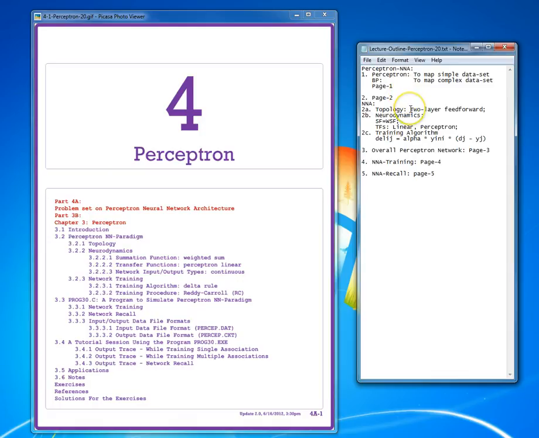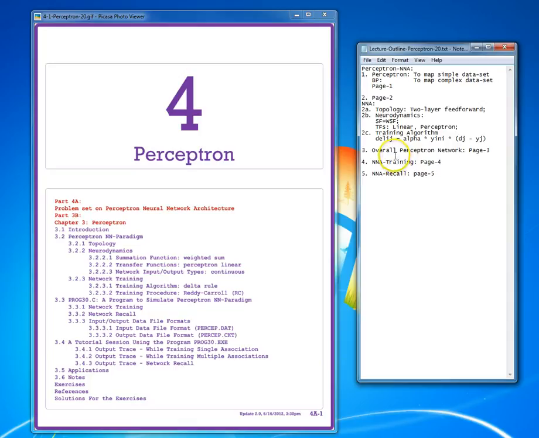What we're going to look into in this topic is, first, that any given neural network architecture will have three basic elements. It would have a specific type of topology, a specific type of neurodynamics, and also its own type of training algorithm. We're going to look into each one of them one by one: neural network architecture first, its topology, training algorithm, and also neurodynamics.